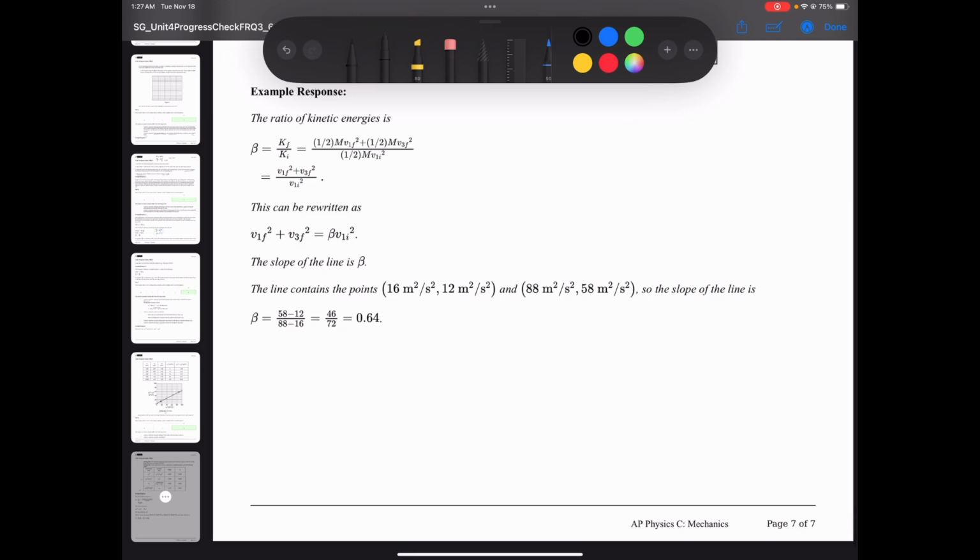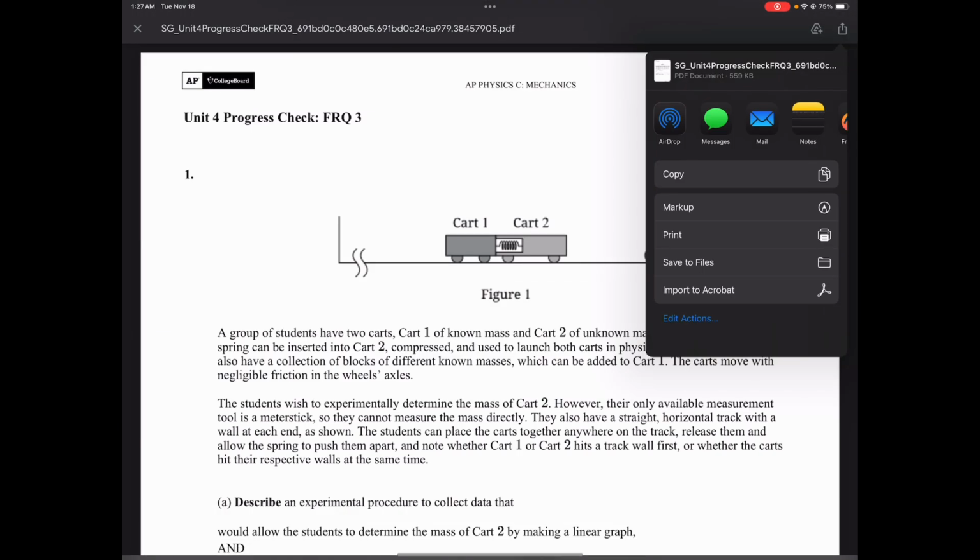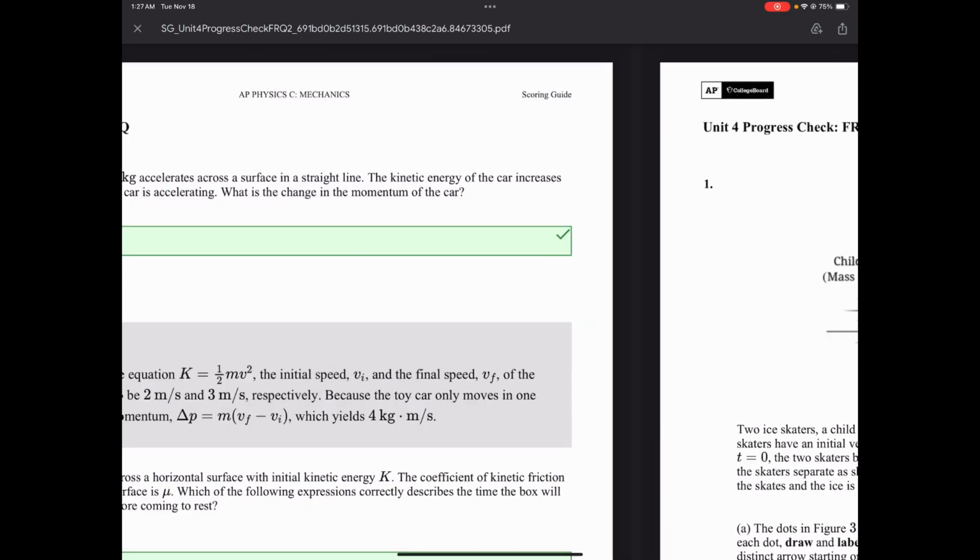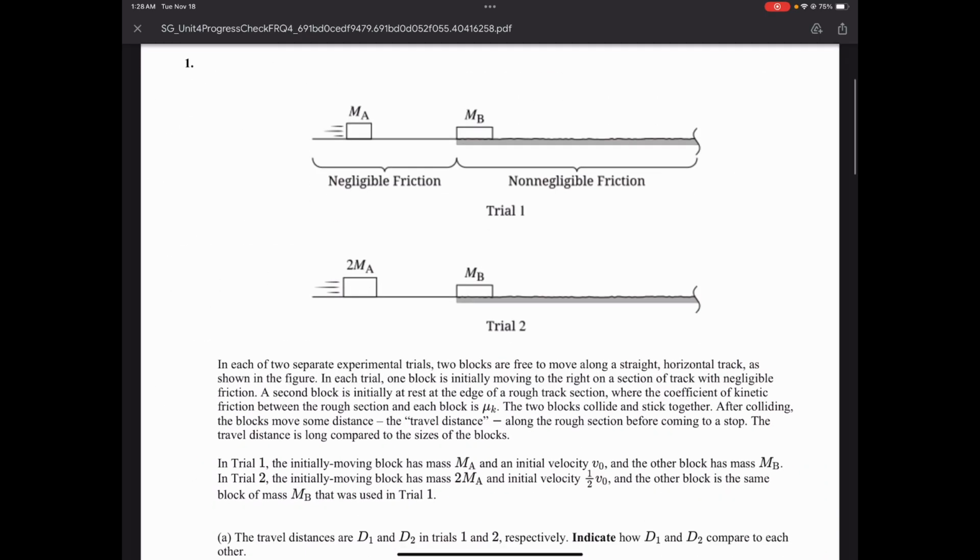All right, so almost done. Last one. Let's look at the very last FRQ. Where is it? It's over here. Okay, so here we have two masses. They collide, and there's a region where there's no friction, and then a region where there is friction.